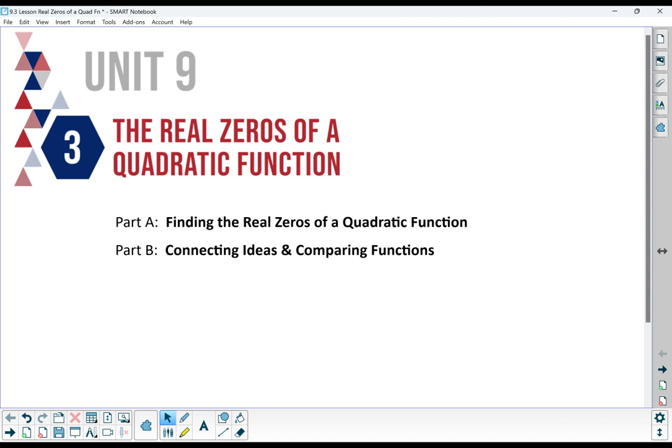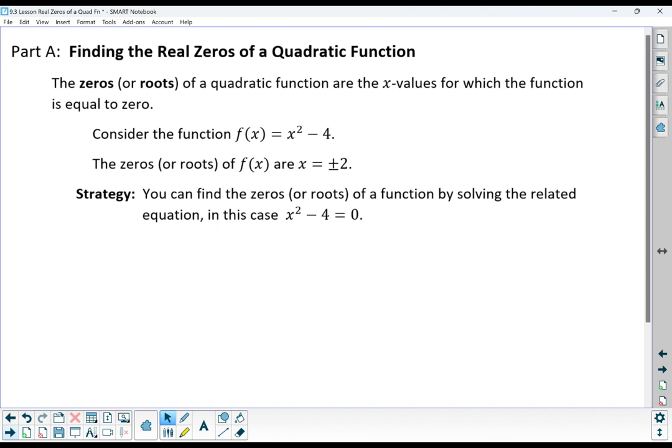We're going to be talking about the real zeros of a quadratic function today. So your first question might be, what are the real zeros? The zeros, or the roots, of a quadratic function are the x values for which the function is equal to 0. These are the x values that make the function 0.